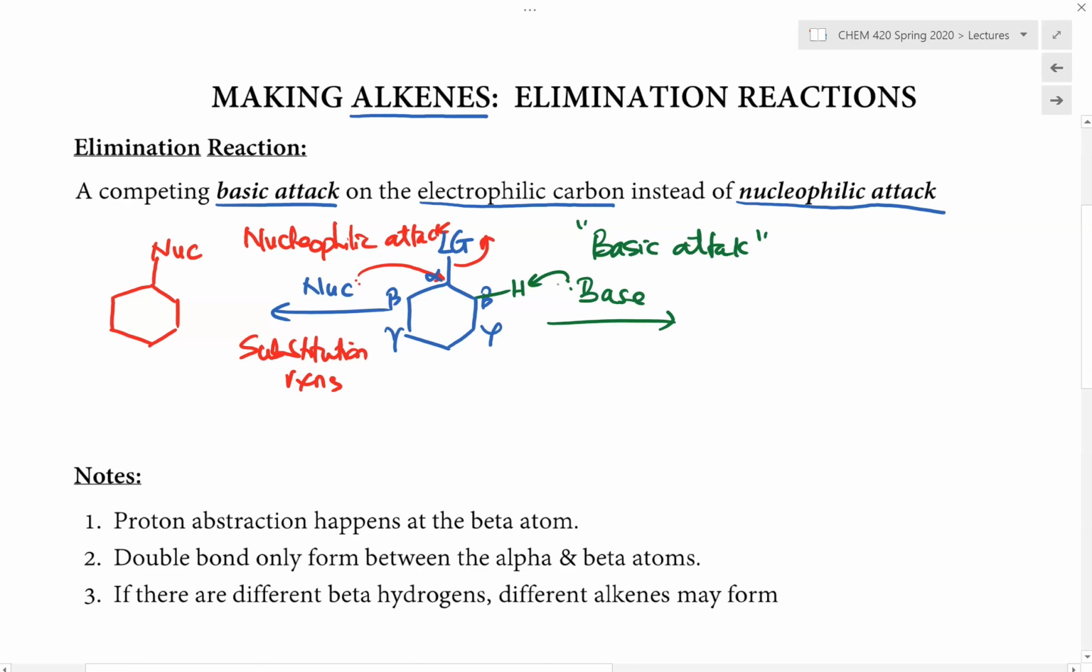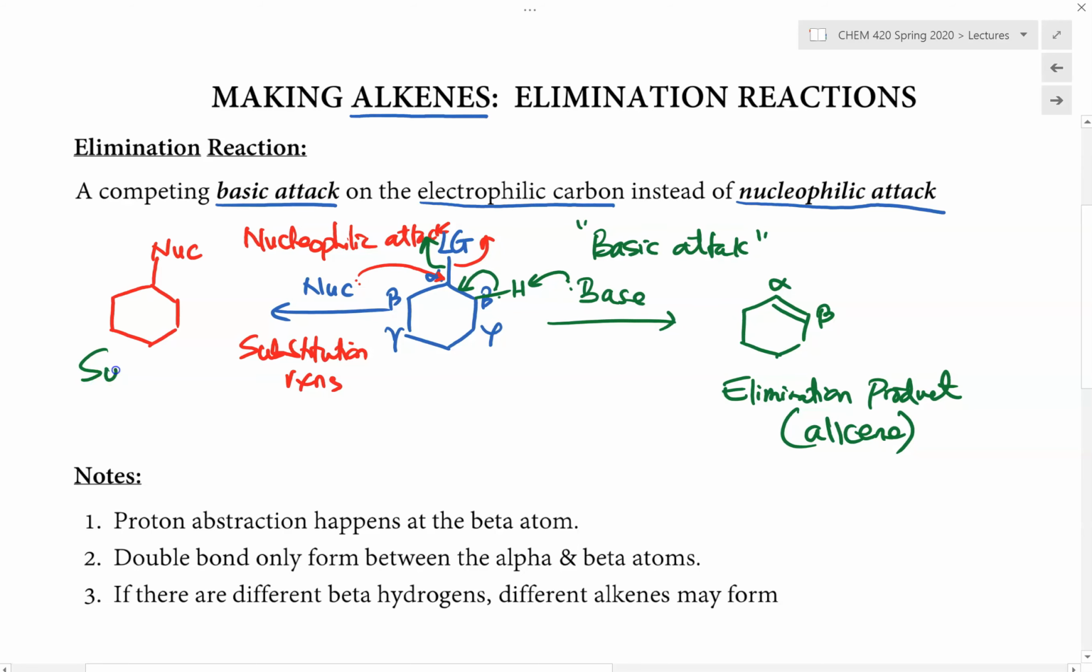And once this proton is picked up by the base, the electron is then donated in to form the double bond between the alpha and the beta carbon. And now the electron is then donated to the leaving group, breaking off the leaving group. And in the product, we will now form a double bond between the alpha and the beta carbon. So this will be the product of elimination reaction, and it basically is an alkene.